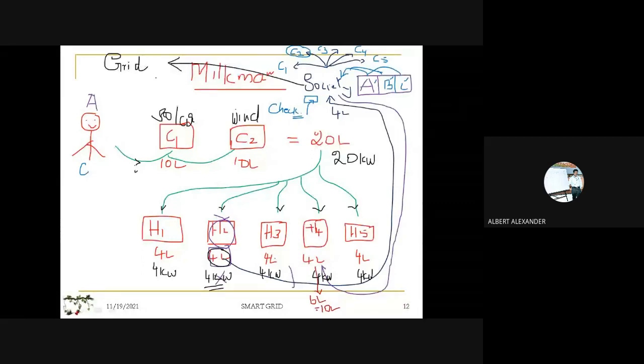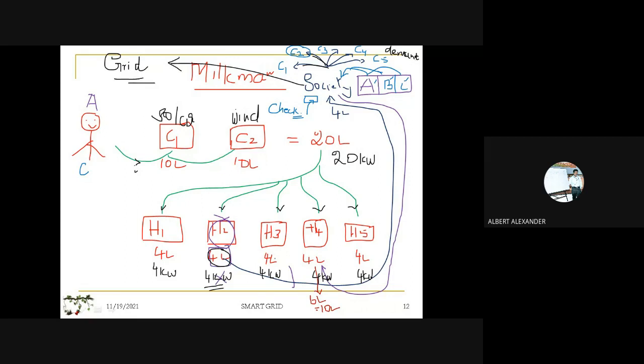What is the function of the grid? The grid receives the power from the generating station and then distributes the power to the customers, or to those who require power, those who are in demand. This is called demand side management. The excess power you are generating is given to the grid.